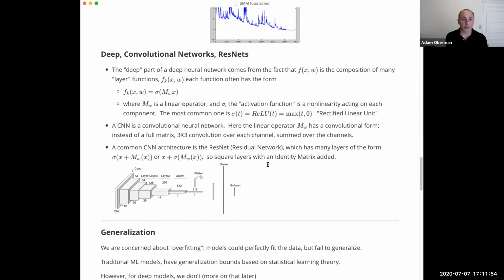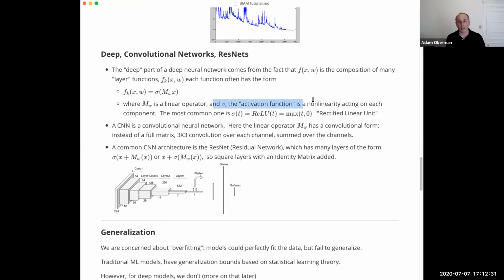Okay, what's the architecture? Well, I haven't talked about deep, I haven't talked about convolutional, and I haven't talked about our favorite architecture, which is ResNet. Hi, Lars, I see you're here, who spoke about the stuff yesterday. Okay, start with deep. The deep part of a neural network comes from the fact that this function is the composition of many simpler layers. Each layer is a function which has this form. It's a matrix times the vector x, which is the input vector to that layer, composed with a nonlinearity.